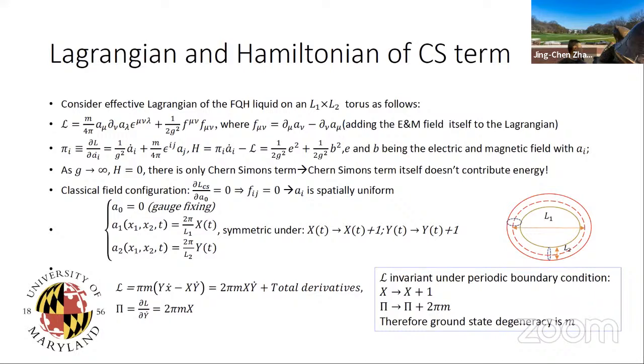And this is exactly how we see the ground state degeneracy in the Chern Simons term. Because we can do the same thing that we do for the standing waves, meaning that we can define some variables, and we can rescale the system and redefine the variables x and y. We see that when x goes to x plus 1 and y goes to y plus 1, my system will remain the same.